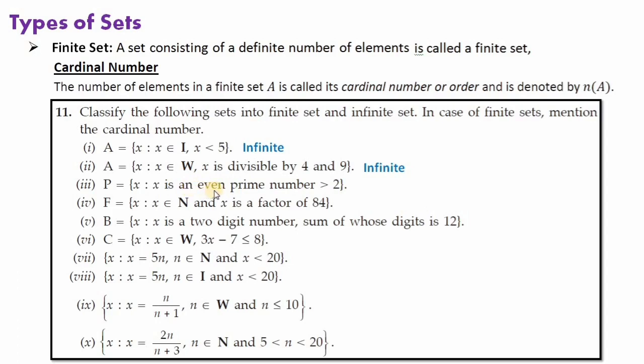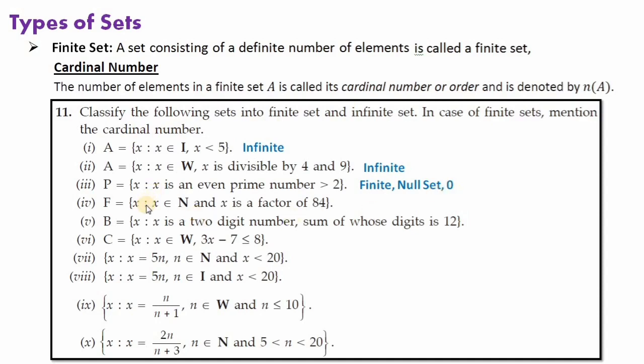And empty set means you are able to count how many elements are there. How many elements are there? 0 elements are there. You are able to count. So that's why this is a finite set, and this is a null set. If it is finite, you need to mention its cardinal number also. So the cardinal number is 0 for this.